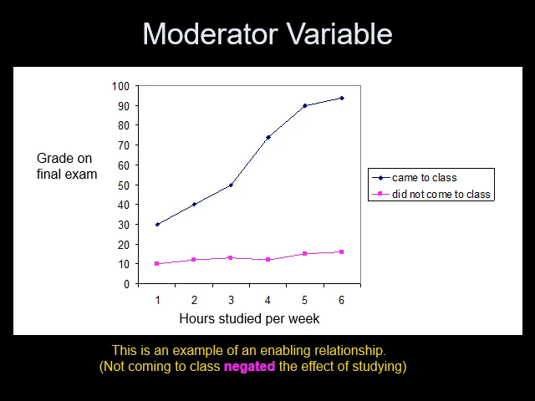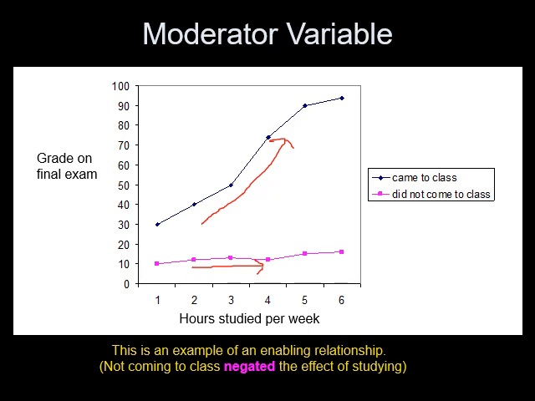Another example you can get here is a person who comes to class versus a person who does not come to class. A person who comes to class, you can see that the more they study, the better the grade they get, right? But the person who does not come to class, it doesn't really matter how much they study, they improve just a little bit. So over here, whether coming to class or not has an effect on the relationship between hours of studying in a week and grades.